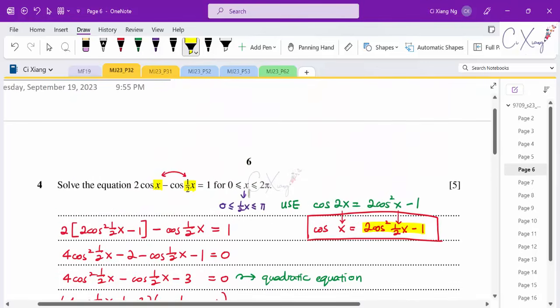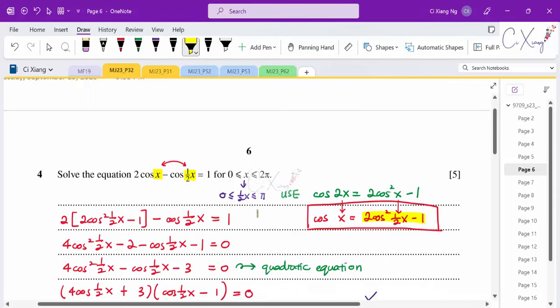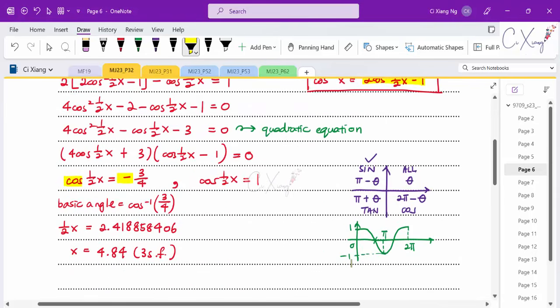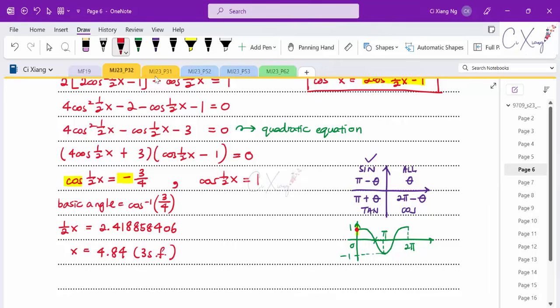Your value of half x should be between 0 and pi. According to the diagram here, I have only one value that gives you 1: cos half x equals 1. So that means your half x should be equal to 0, and your x should be equal to 0. The next value where you get 1 is 2 pi for the x, which is already out of the range for half x. Therefore, I don't accept this answer 2 pi in our calculation.